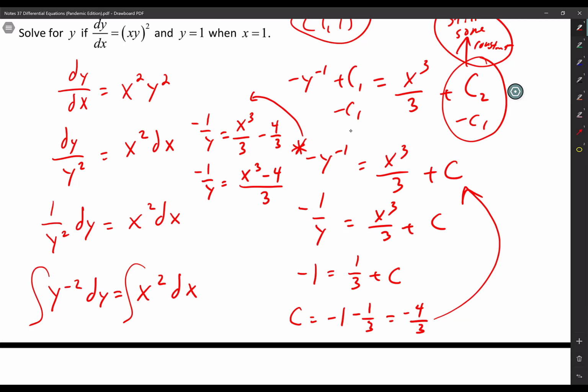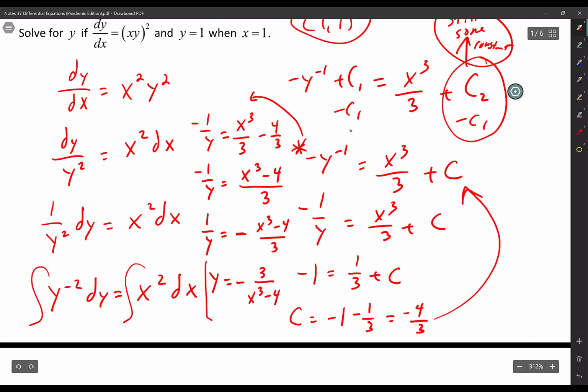Now I'm just doing algebra, guys. I don't want that negative in front of the 1 there, so I'm just going to move it to the other side. 1 over y is equal to a negative, and then x cubed minus 4 over 3. If you want to put the negative with the 3, that's fine. And now I'm just going to flip it. Y equals negative 3 over x cubed minus 4. And there it is. There's my equation.